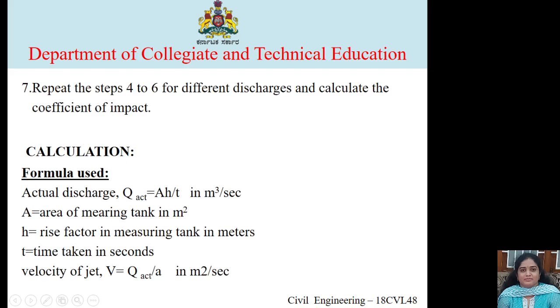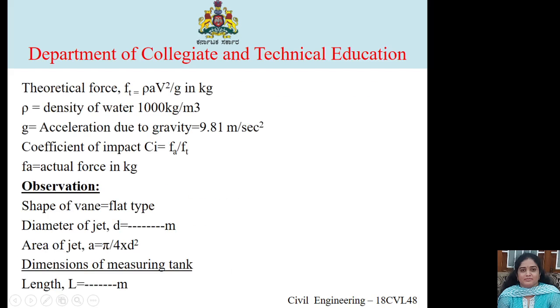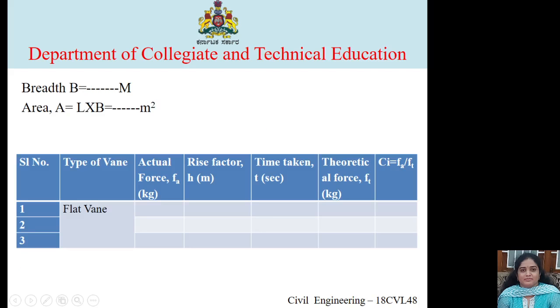Next, these are the formulas we use to calculate. And we'll see the observation part. So here the shape of the vane is flat type. Diameter of the jet D is some meters. Area of the jet you will get. Dimensions of the tank are L and B. Next, area is equal to L into B.